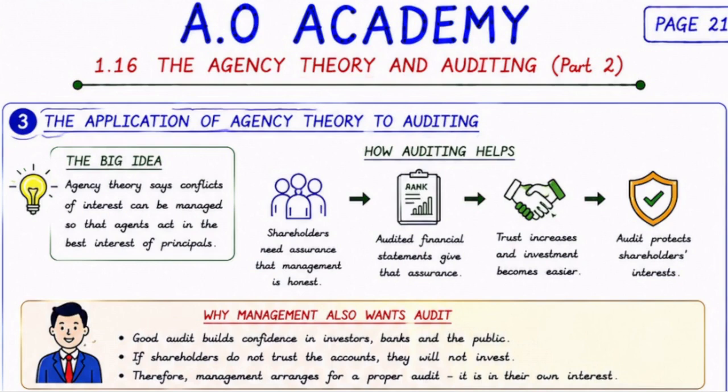Now, we now want to look at the application of agency theory to auditing. The big idea is that agency theory says conflict of interest can be managed so that agents act in the best interest of what? Of principals. That's what agency theory is now talking about. Shareholders need assurance that management is honest. Audited financial statements give that assurance. Trust increases and investment becomes easier. Audit protects shareholders' interest. Why does management also want audit?